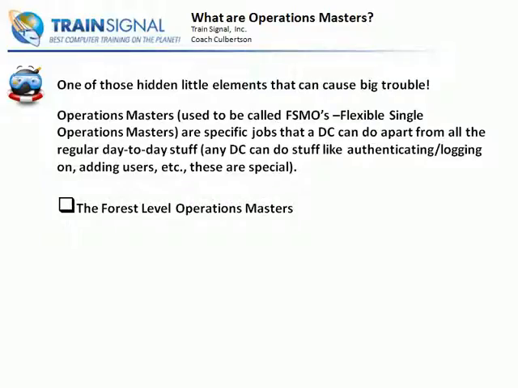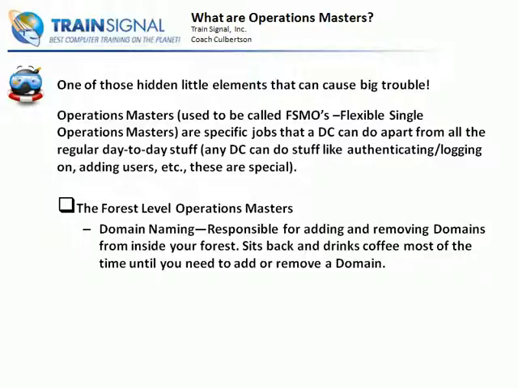Everything in your forest, everything in your big network, there are two operations masters that do very specific jobs. The first one is called the domain naming master, and it's responsible for adding and removing domains from inside of your forest. Now, remember, in Global Mantics, our forest root domain is DC1 right now. Now, DC1 has the domain naming master on it, and most of the time, just so you know, it sits back and drinks coffee.